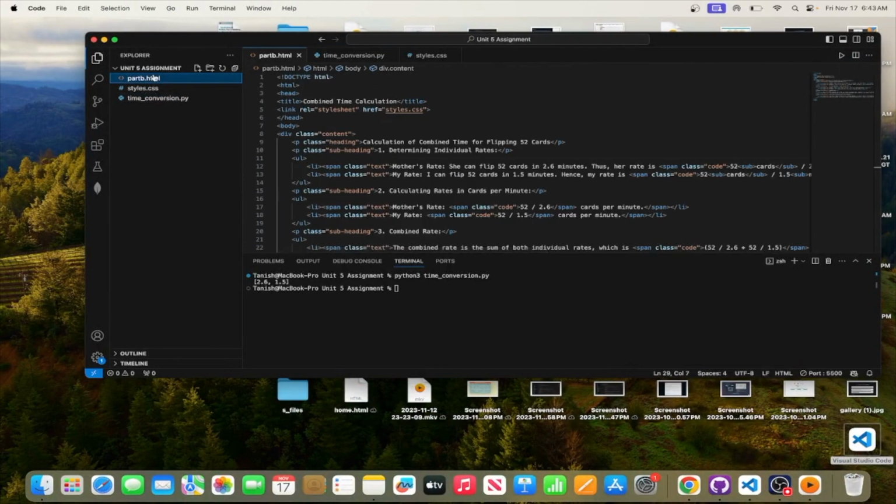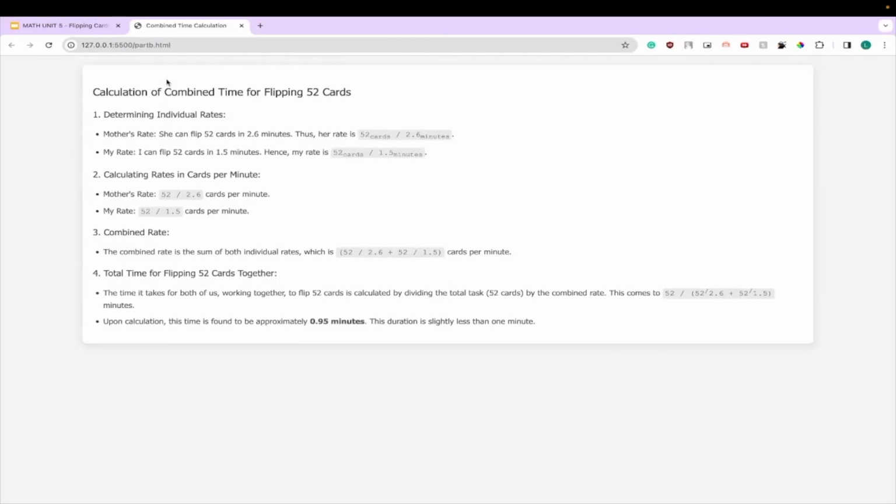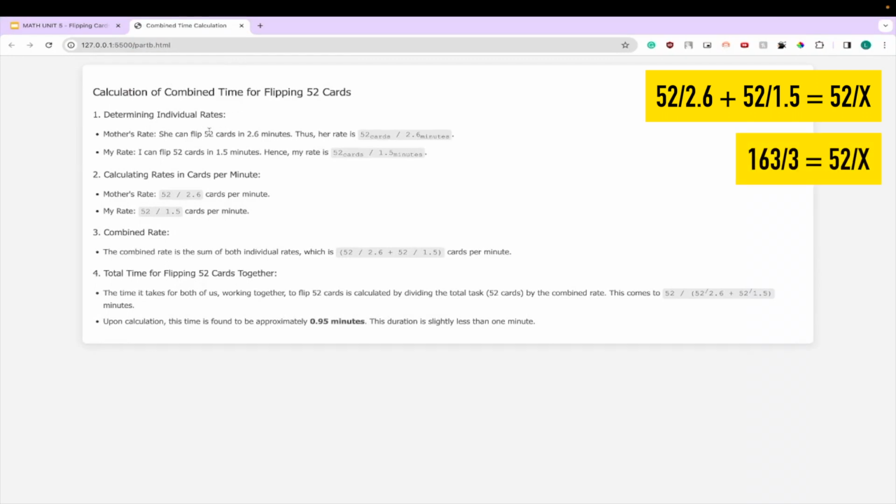As you can see, so that the fractions are easier to see, I have created an HTML for it. Now let's open it up. To calculate the combined time for flipping 52 cards, we need to determine the individual rates. So 52 cards in 2.6 minutes, and 52 cards in 1.5 minutes. Now, we can write this as a fraction, as you can see right here. And when we add these two fractions, we get our combined rate. And the total time it takes us to flip 52 cards would be 52 over our combined rate. And when we do that, that gives us 0.95 minutes. So that's the time that it would take us if both of us were to do the task together at our own pace.